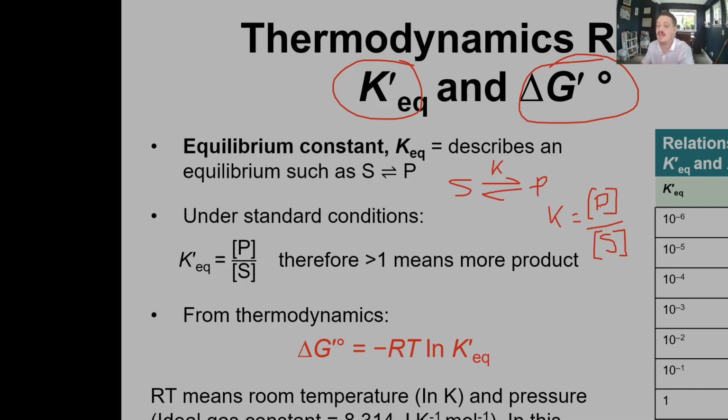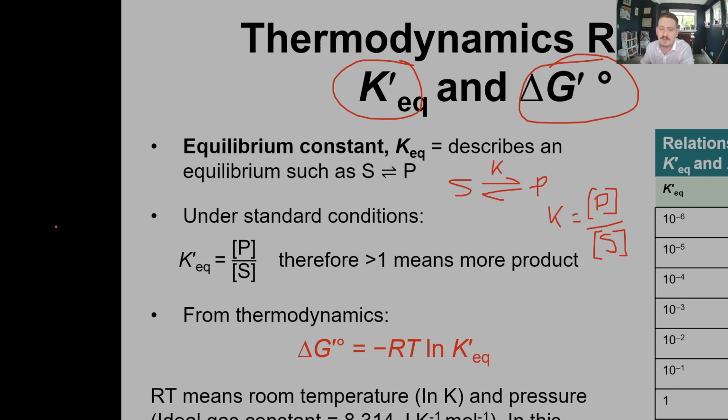On the other hand, if P is small, saying there isn't much product, and S is big, saying there's a lot of substrate, well, that's indicating that the reaction isn't really happening, and so K is going to be small. So if S is big, P is small, K is small. P is big, S is small, K is big. A big K means the reaction is going forwards. A small K means that the reaction is not going forwards and is more stuck at the beginning.